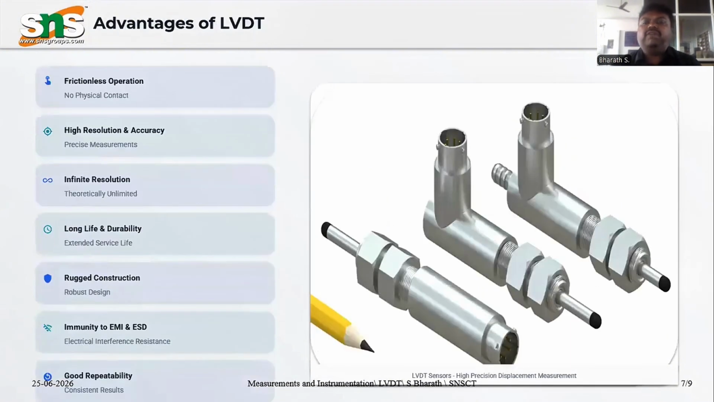So what are the various advantages of using an LVDT? LVDT does not have any friction and does not have any fixed contact. There is a coil, there is another coil, and in between the two coils there is a core, so no fixed contact is there. There is high resolution and high accuracy, infinite resolution, long life and durability, and rugged construction, with immunity to EMI and ESD.